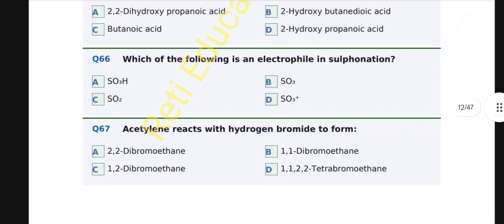Question number 67. Acetylene reacts with hydrogen bromide to form, and the correct option is B. 1,1-dibromoethane.